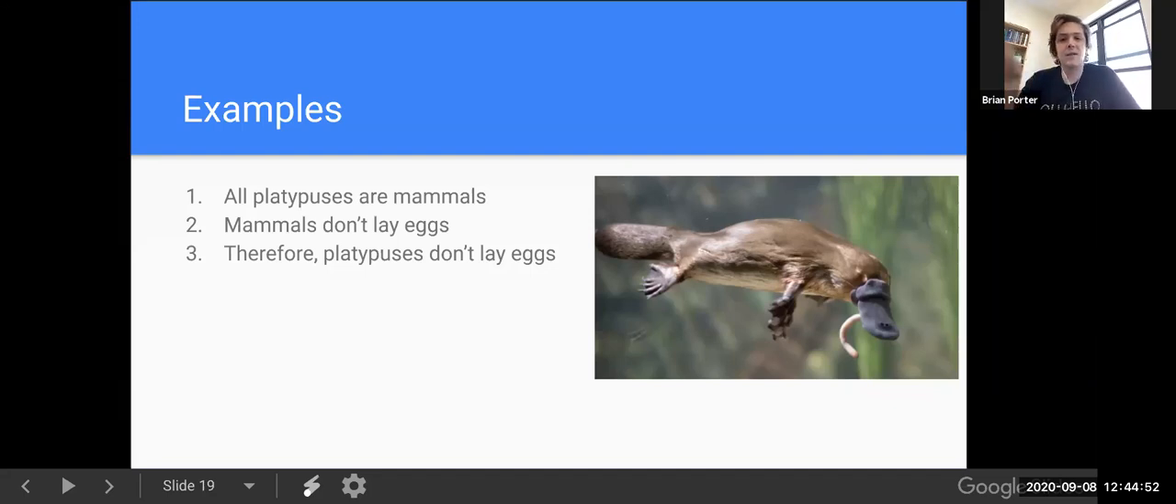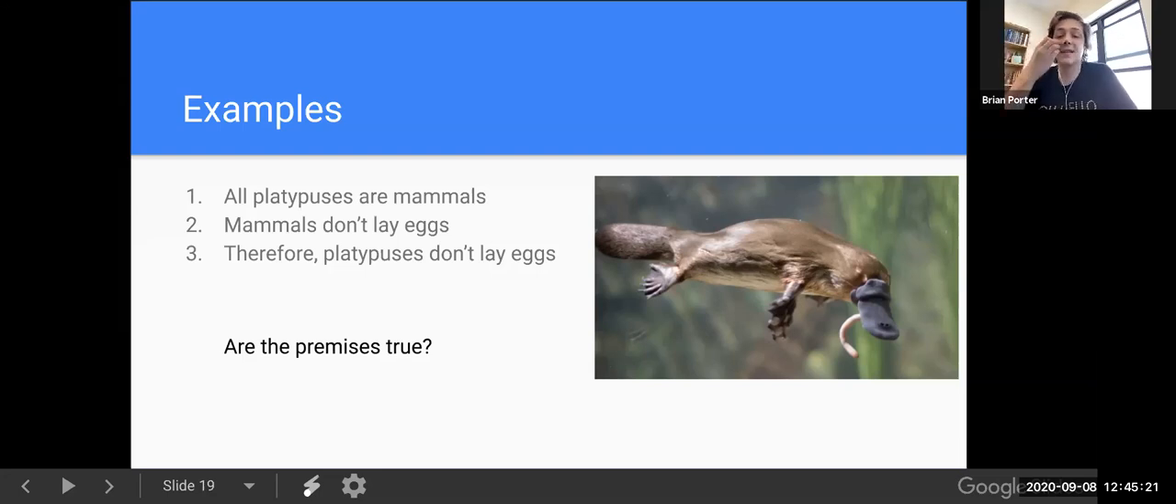So just now we're all on the same page about what platypuses are, hopefully. I don't know if everyone knew that or not, but here we are. So premise one, all platypuses are mammals. Premise two, mammals don't lay eggs. Conclusion, therefore, platypuses don't lay eggs. So let's ask our questions. Are the premises true?